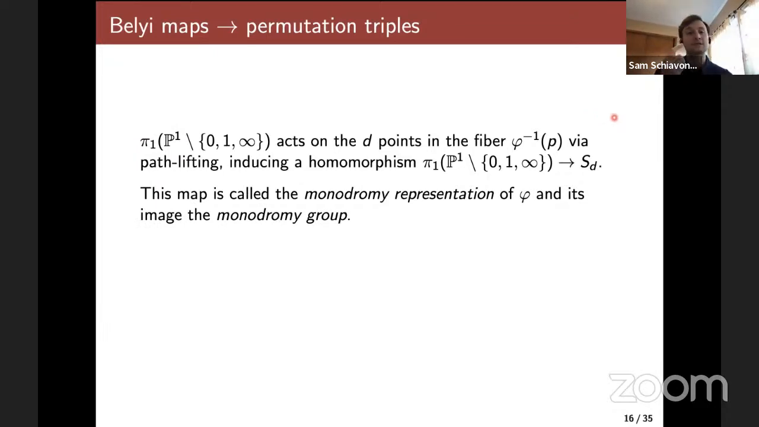So given a loop downstairs, it lifts to a path upstairs, but it's probably not a closed loop anymore. So you're traveling along this lifted loop, and you might end up somewhere else in the fiber. This path lifting induces a homomorphism from the fundamental group of P1 minus 3 points to the symmetric group on D symbols, in this case, the D sheets of the cover. This homomorphism is called the monodromy representation of the Belyi map phi, and its image is called the monodromy group.